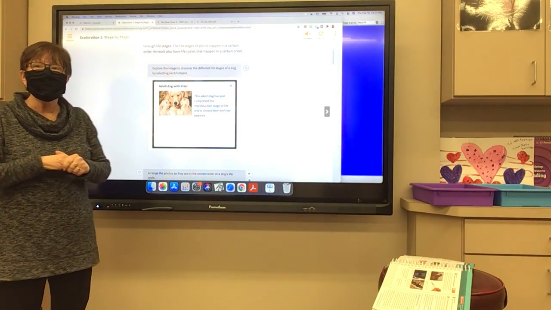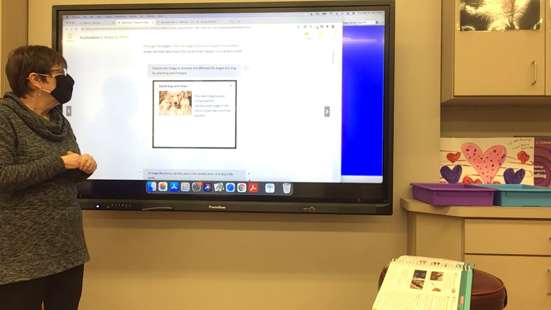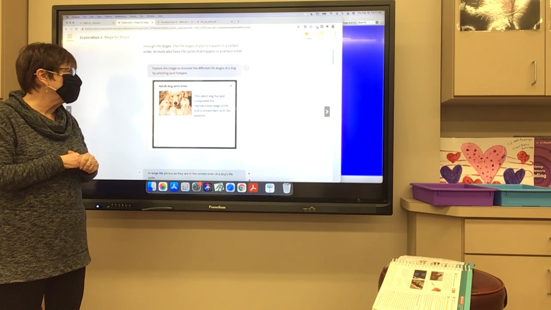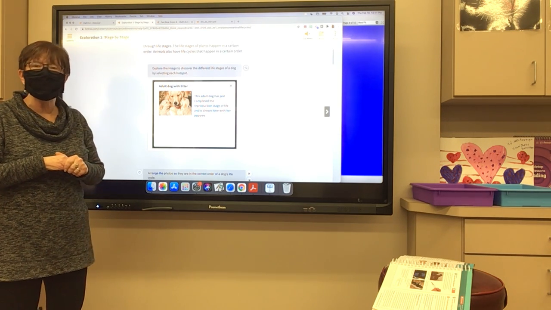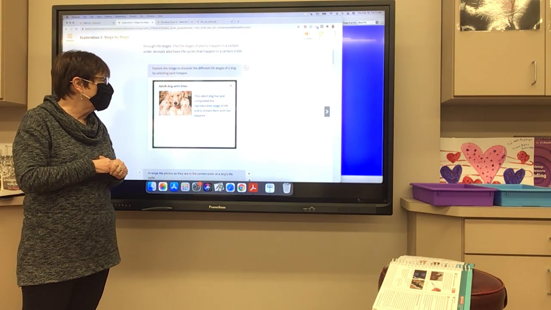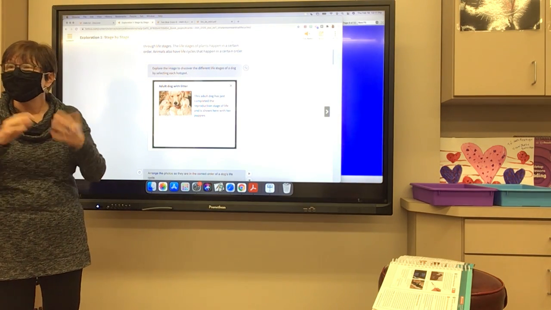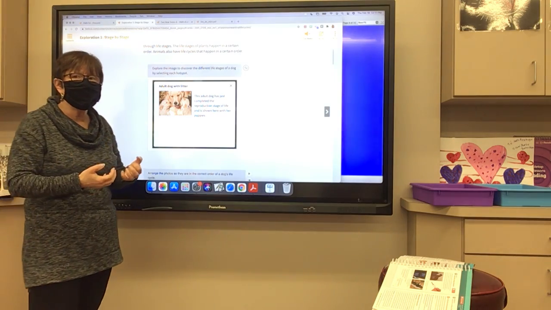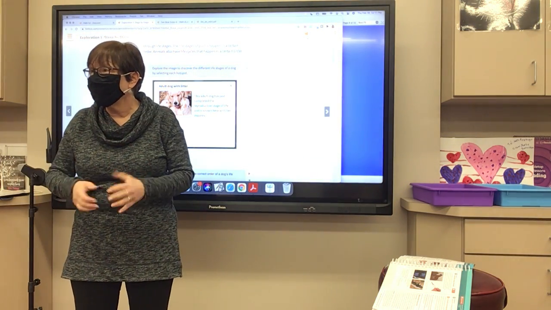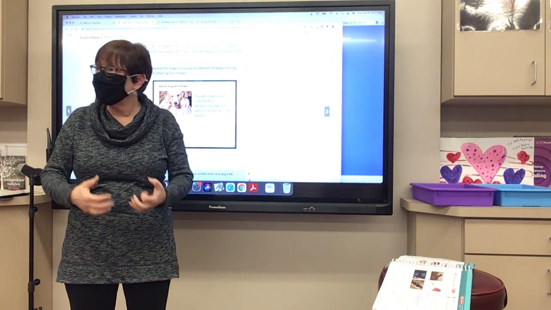That's an adult dog with a litter. This adult dog has just completed the reproduction stage of life and is shown here with her puppies. So the reproduction stage of life, that's where they reproduce. Where they reproduce meaning they have puppies.